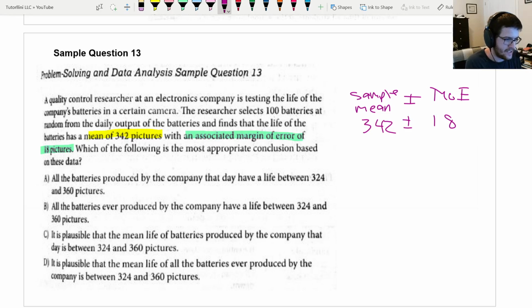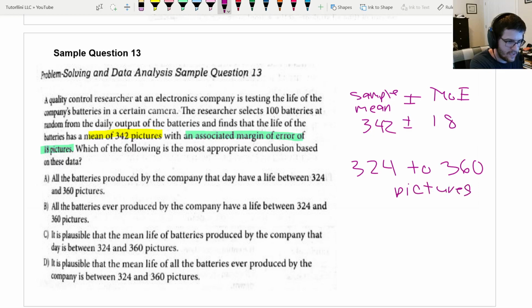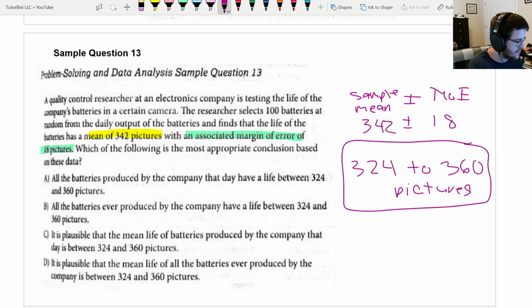342 minus 18 gives me 324, and 342 plus 18 gives me 360. So the confidence interval is 324 to 360 pictures. Right away, I'm going to pick an answer choice with both those numbers in it. And unfortunately, they all have those numbers in it, so that doesn't help.